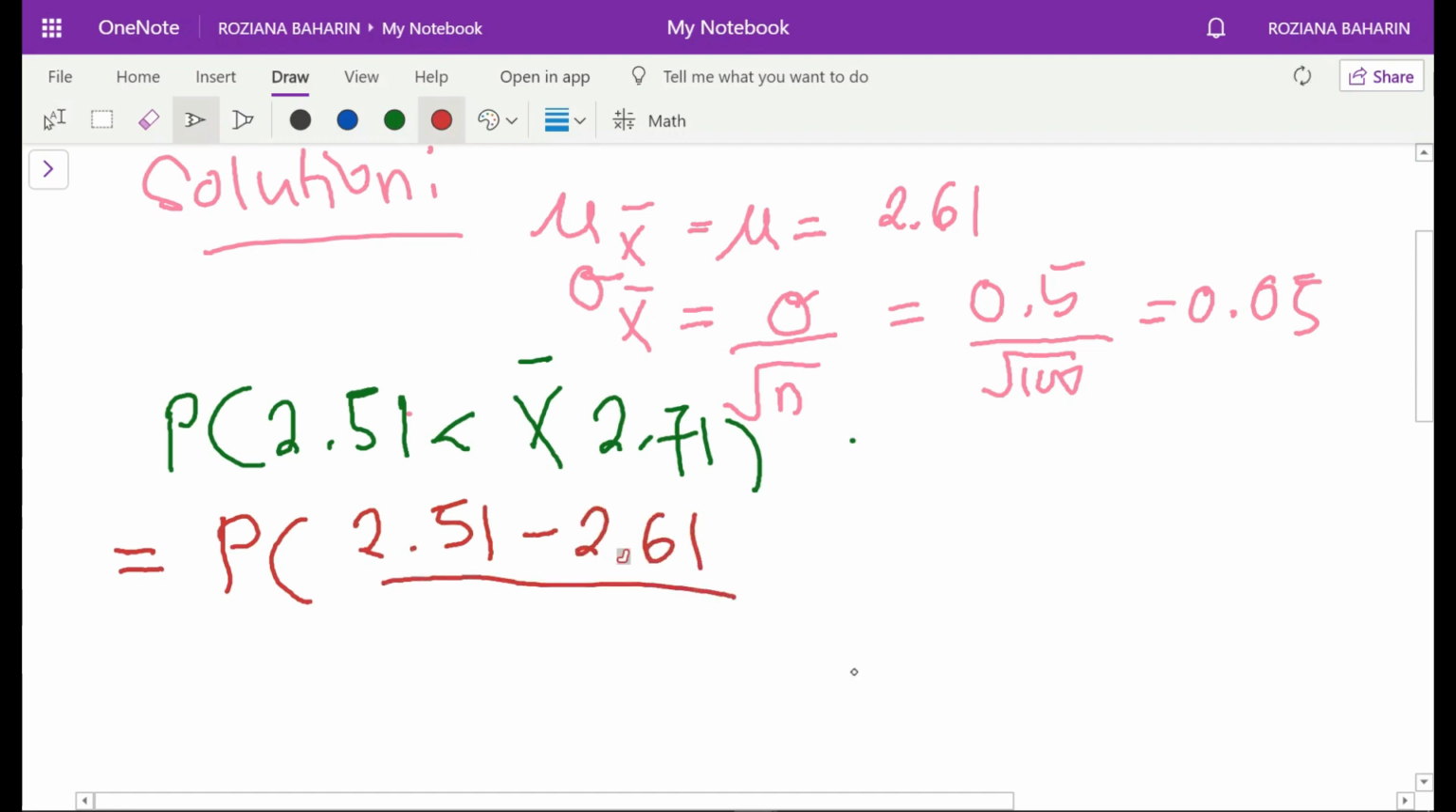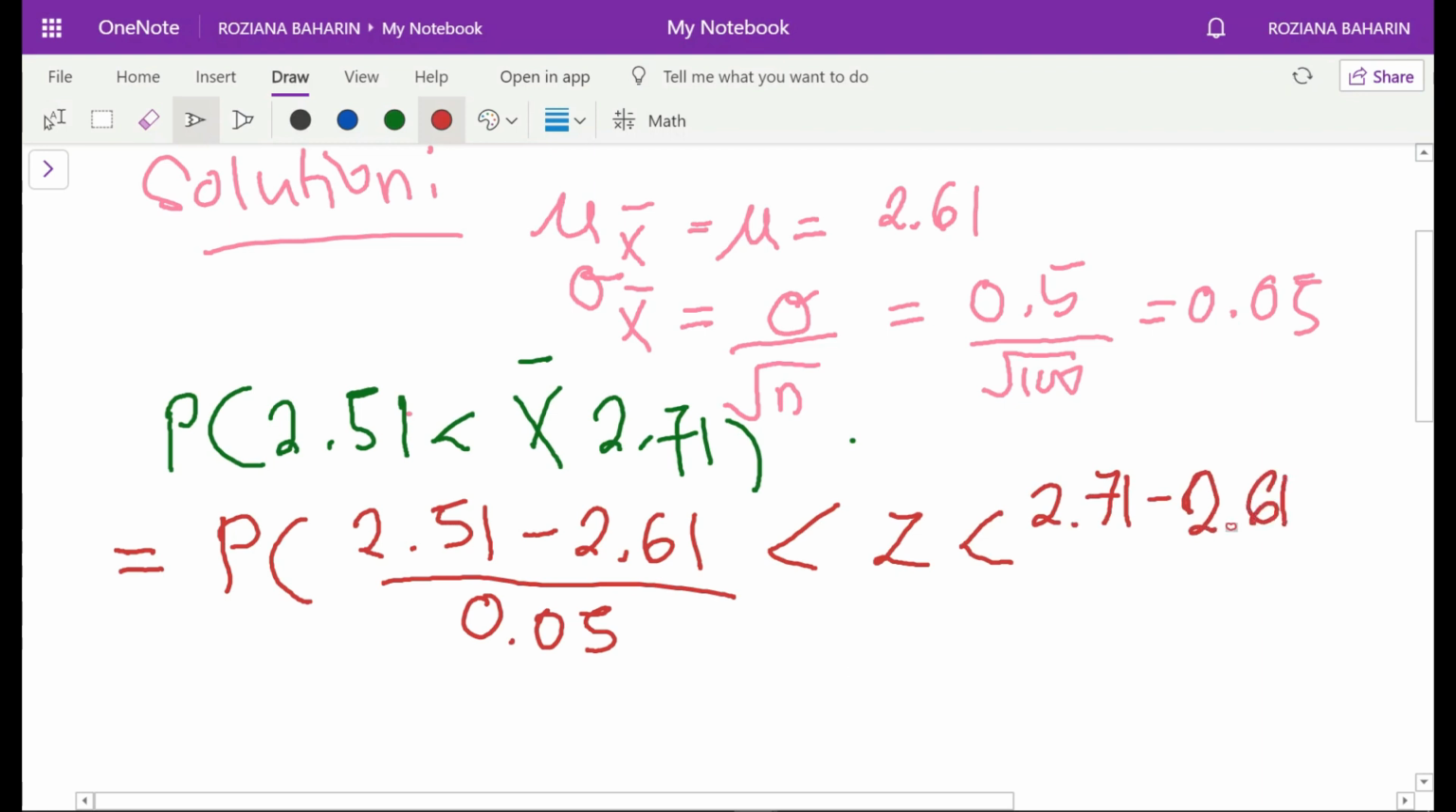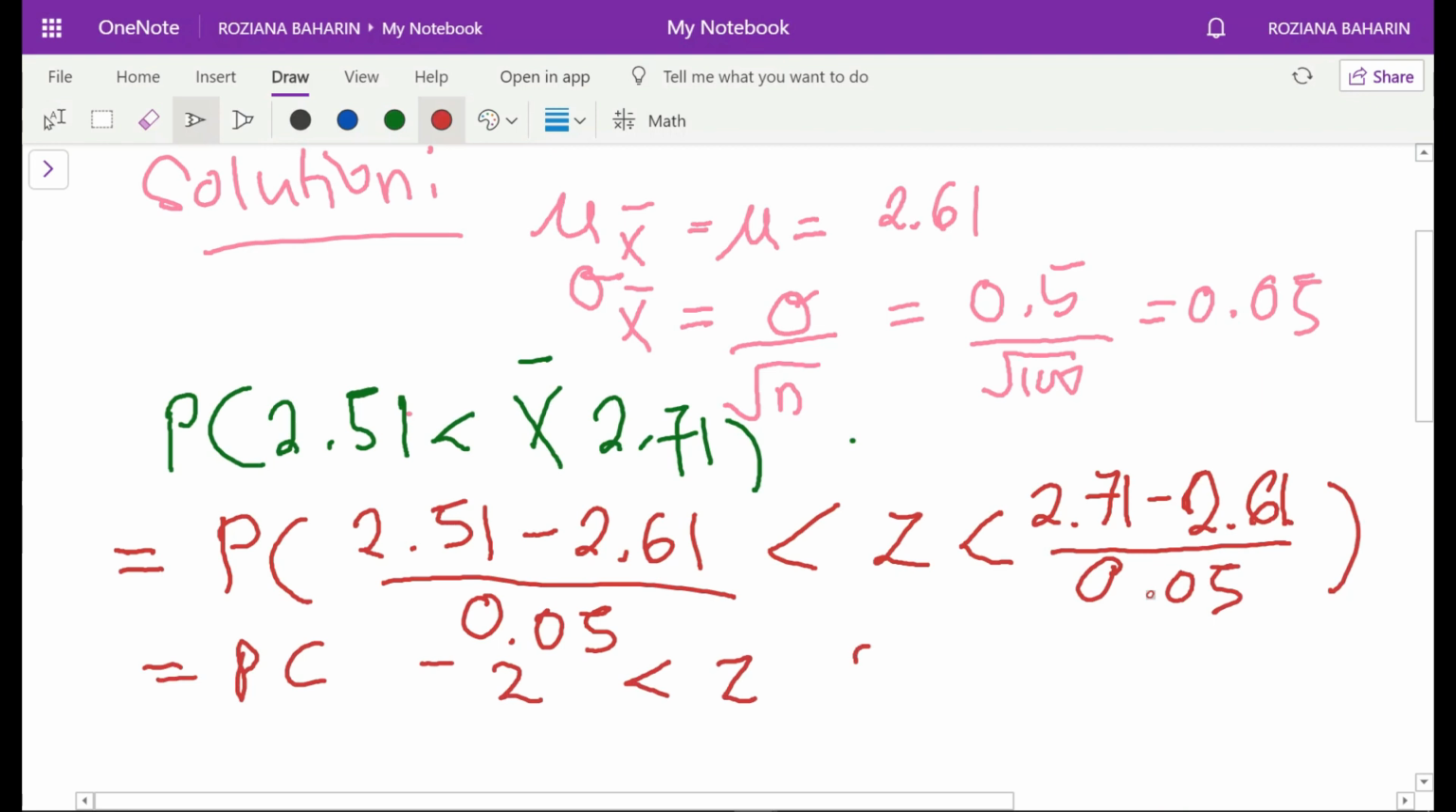Okay, divided by, you already calculated here, 0.05 of your standard deviation for your mean. So it should be between z here already, because you already plug in, because you convert to z. Okay, so the right hand side should be 2.71 minus 2.61, okay, divided by 0.05. Okay, so you should be getting the z value is between -2 and also 2.